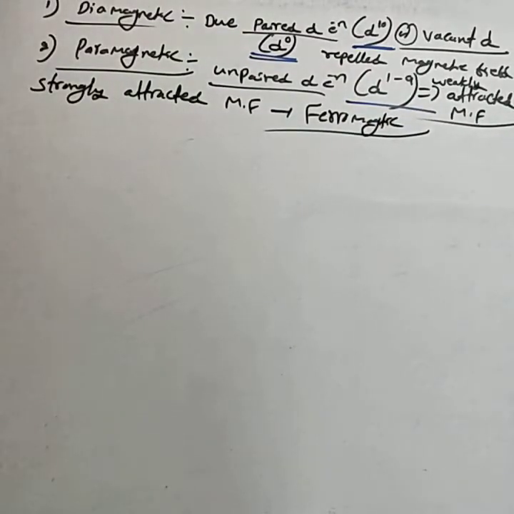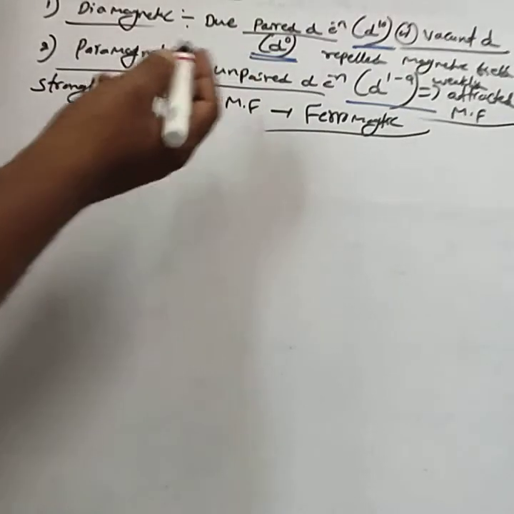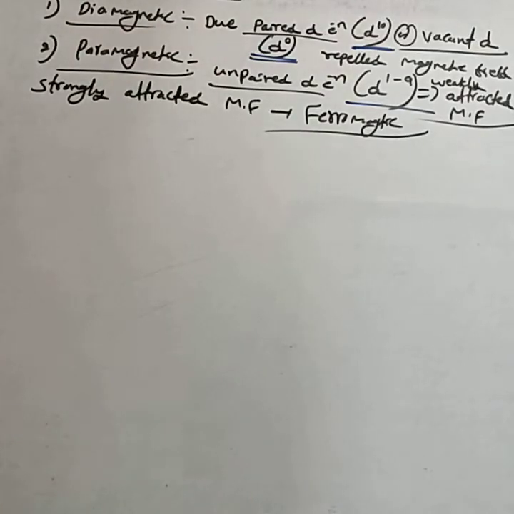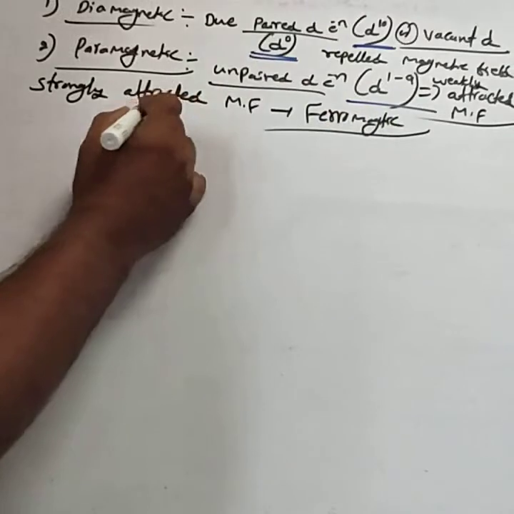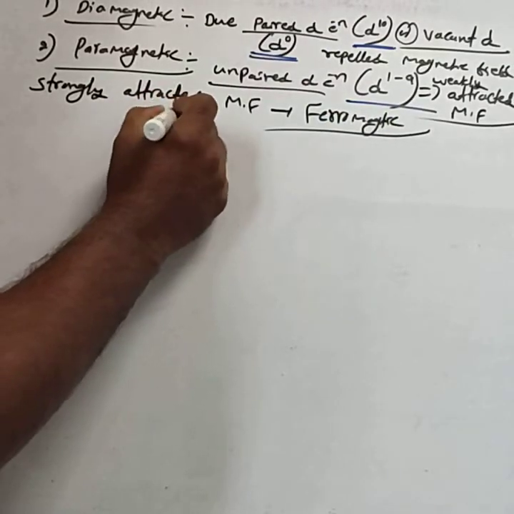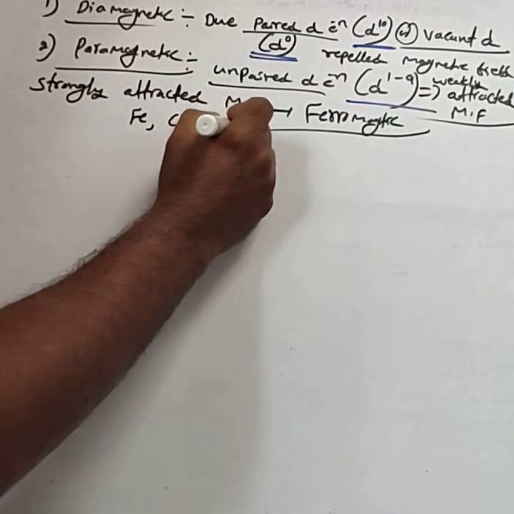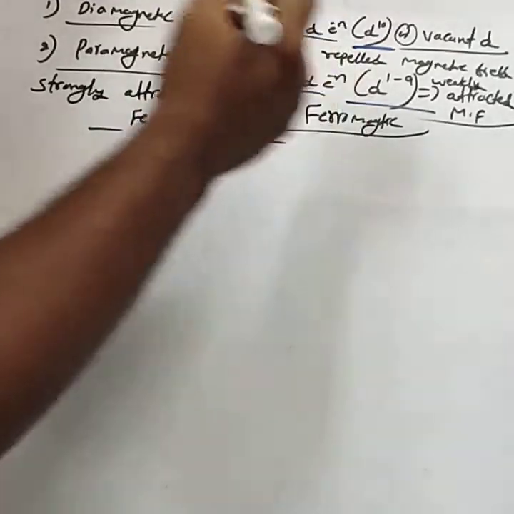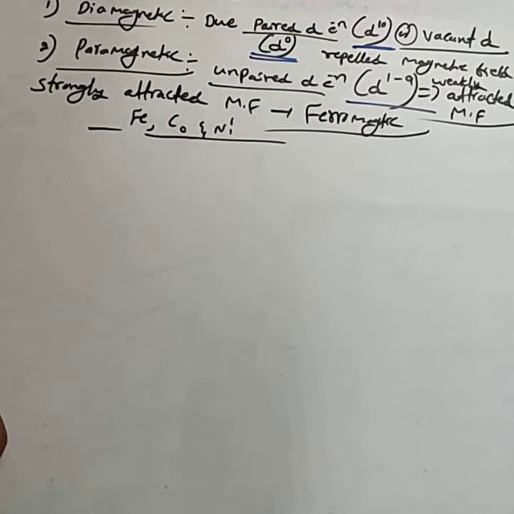Ferromagnetic substances show ferromagnetism, which is a special property of paramagnetism. If they are strongly attracted by the magnetic field, those are called ferromagnetic substances. Ferromagnetic property is generally shown by iron, cobalt and nickel.